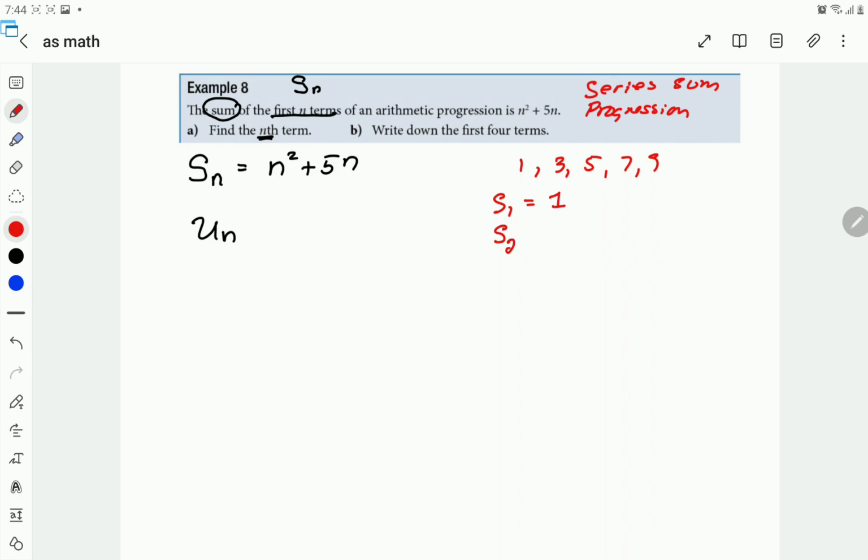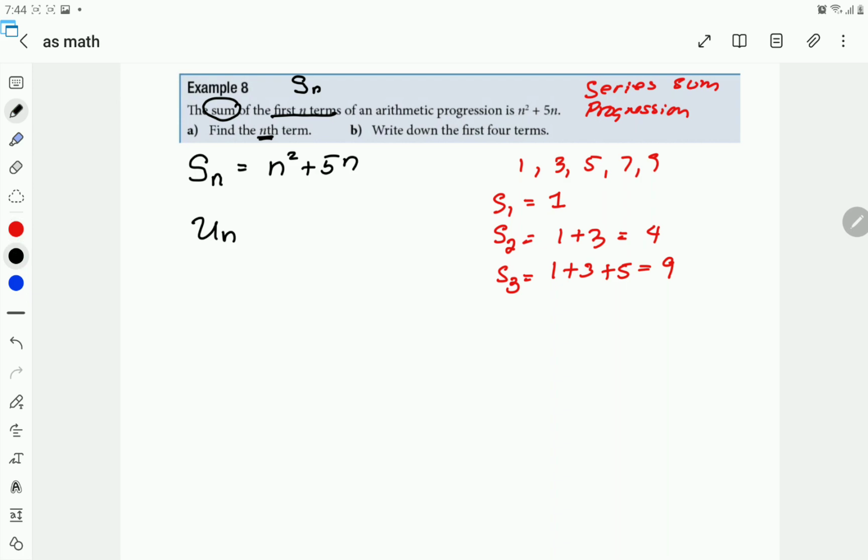When you say S2, the sum of the first term and second term, that is 4. When you say S3, it means the sum of the first 3 terms. So that is 1 plus 3 plus 5, which is equal to 9. I'm just trying to emphasize this one.